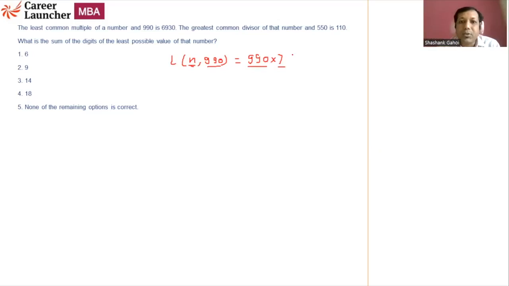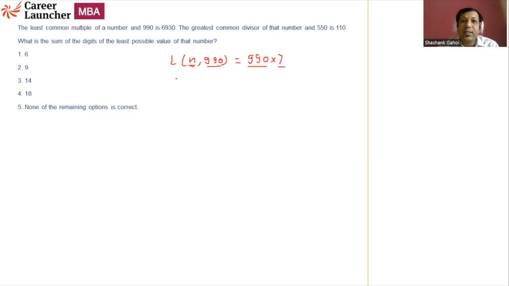Okay. So 7 is not there in 990. It means n must contain 7, right? So the minimum possible value of n can be 7. And it can have a few common factors with 990 as well. So n can be anything, but it must be a multiple of 7.